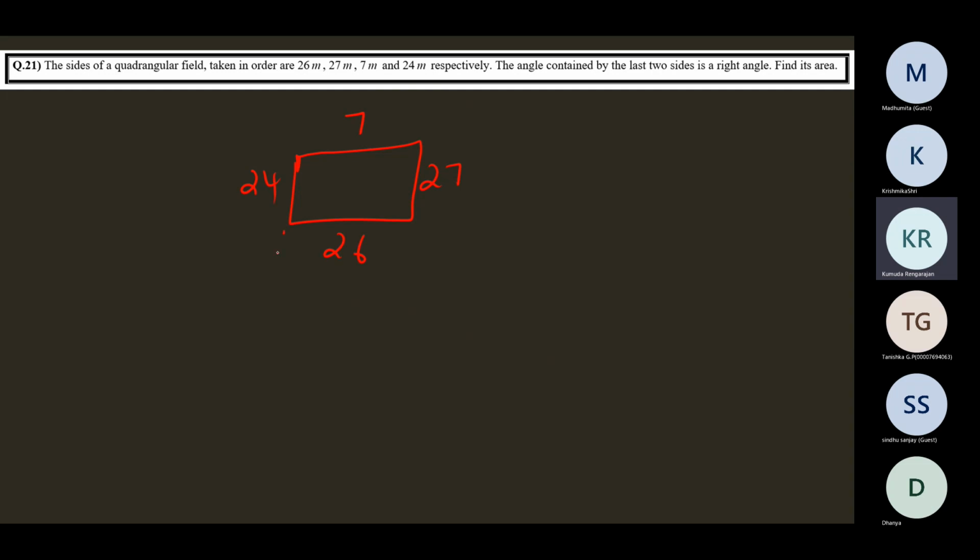Okay, so these are the sides. You can even name it A, B, C, D like this. Then the angle contained by the last two sides. See, the sides are AB, BC, CD, DA. These are the last two sides, CD and DA. These two sides contain a right angle. The angle contained by the last two sides is a right angle. CD and DA, this one is 90 degrees.